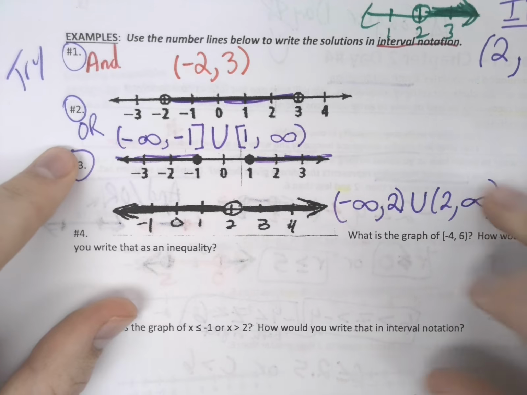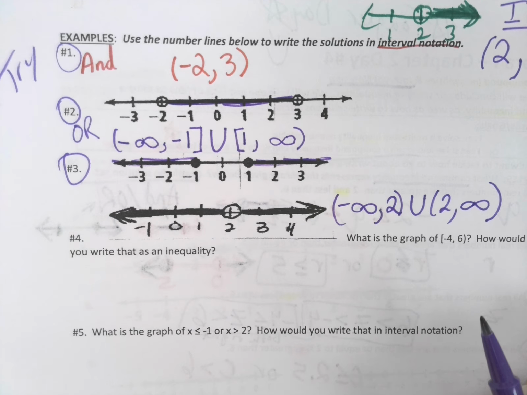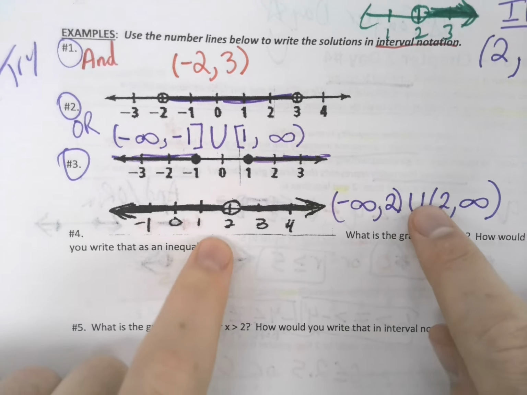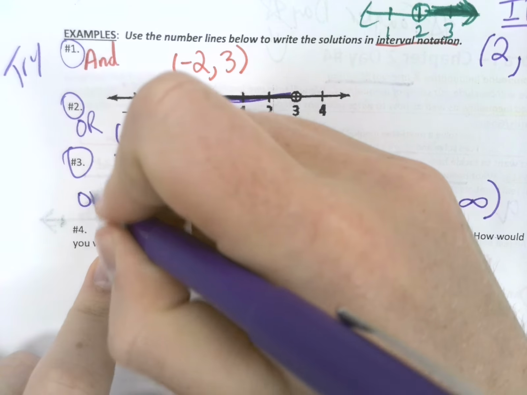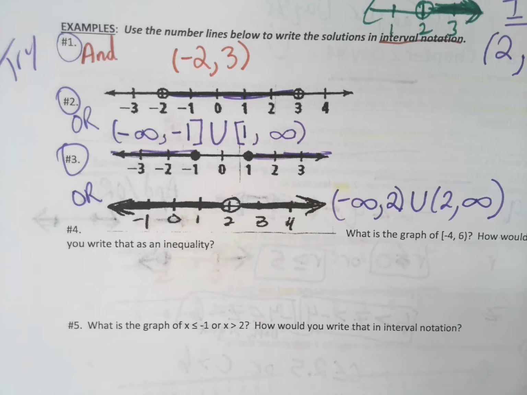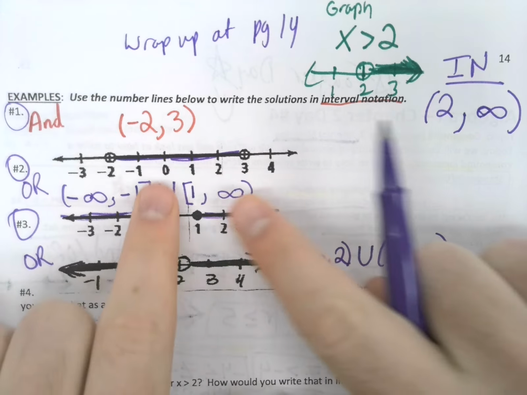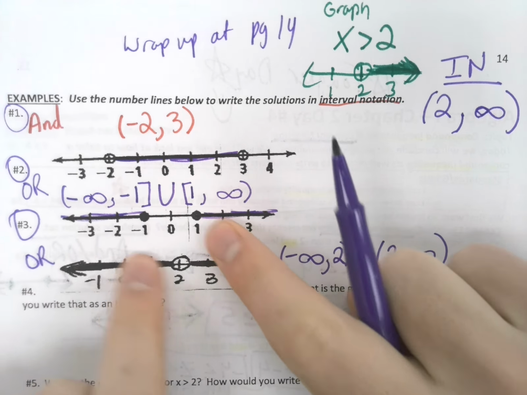So wait, what kind of problem is number 3, guys? Is it an and or an or problem? Yeah, there's space in the middle. The shading's not connected. This is an or problem. So there you go. We've done a regular inequality. We've done a compound and inequality and some compound or inequalities.